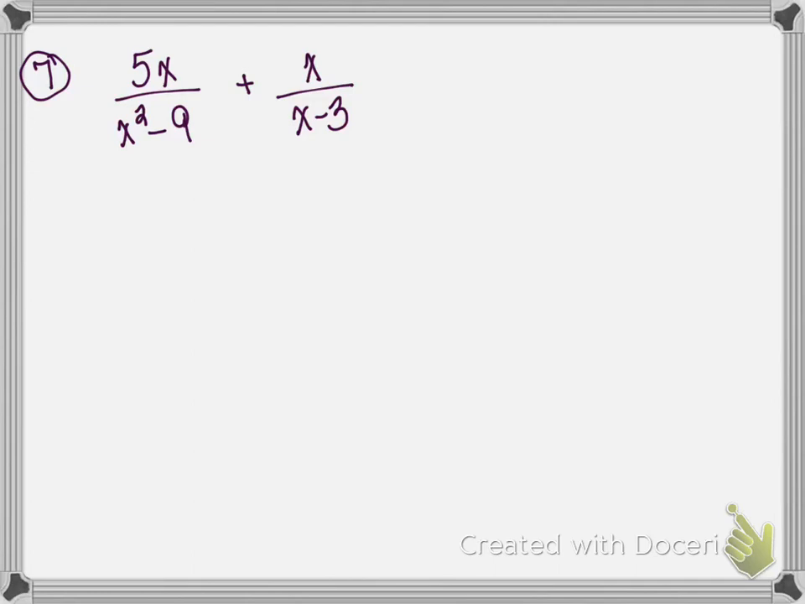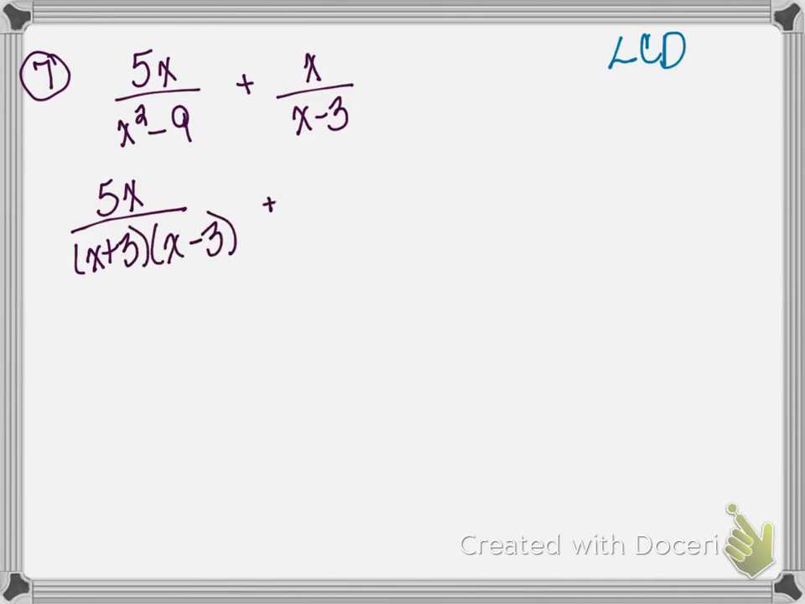Okay, again, we are adding, so the key to solving this problem is finding the correct LCD. We've got to find the right LCD. So the first thing that I'm going to do is I'm going to factor the denominator. So I have 5x on top. X squared minus 9 is difference of perfect squares. So I've got x plus 3 and x minus 3. Then over here, I've got x times x minus 3.